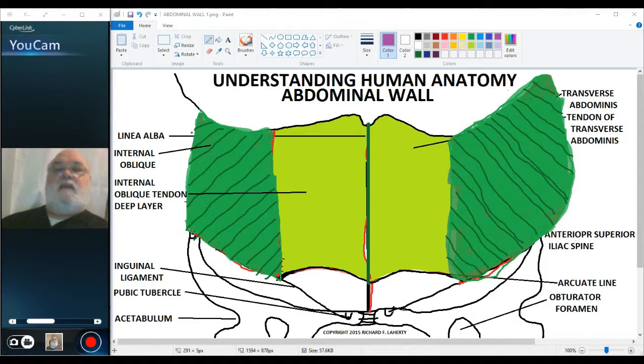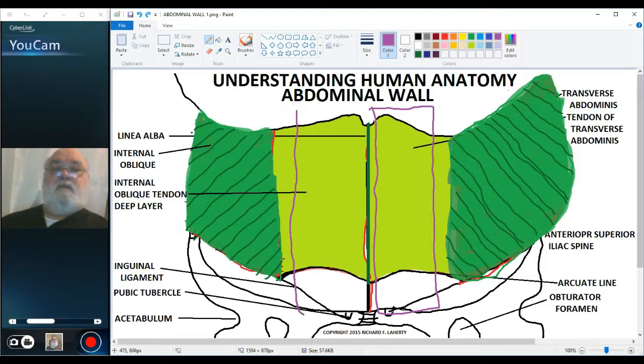Now, at this point, I want to leave these three layers of muscles and concentrate on the pair of muscles that lie in the anterior. And I'm going to sketch them in right here. And I'm going to sketch them in purple. And this pair of muscles are the rectus abdominis muscles. They're the muscles that form the six packs in someone that has a very well developed abdomen.